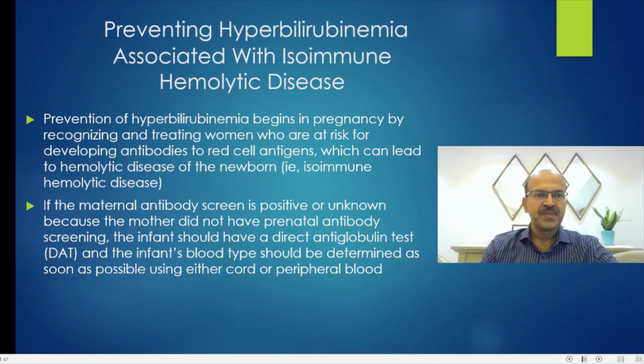We'll discuss that later. Prevention of hyperbilirubinemia begins in pregnancy by recognizing and treating women who are at risk of developing antibodies to the red cell antigens, which can lead to hemolytic disease in the newborn. We also call it isoimmune hemolytic disease. If the maternal antibody screen is positive or unknown, because the mother did not have prenatal antibody screening, the infant should have a direct antiglobulin or DAT test. The infant's blood type should be determined as soon as possible, so we can categorize the risk of pathological jaundice rising fast in the baby. We should do this on either cord or peripheral blood.